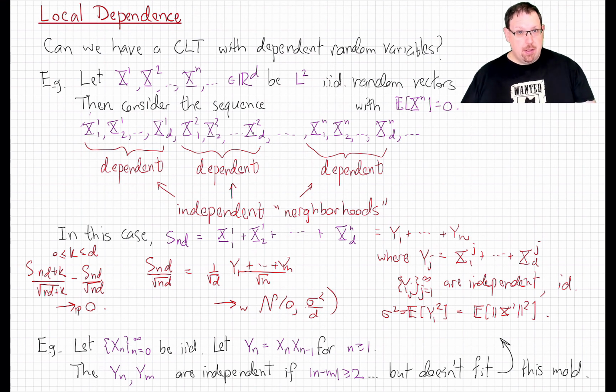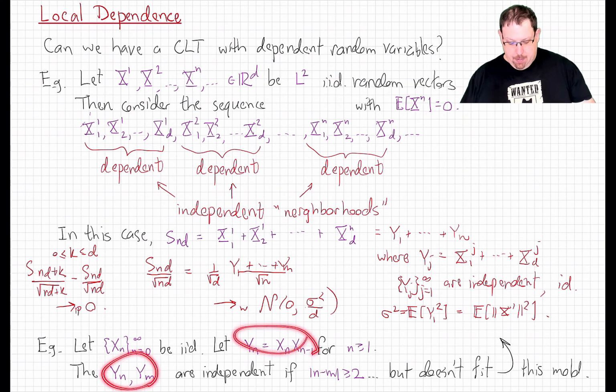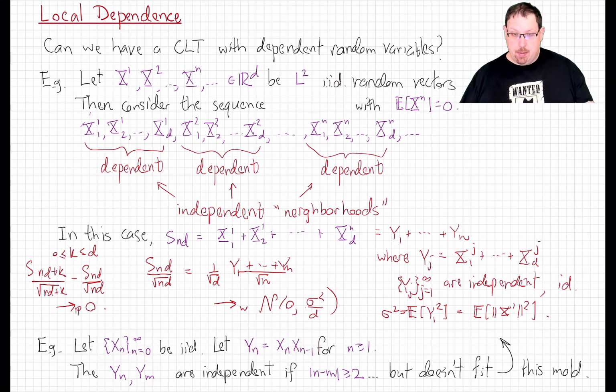Now we only have local dependencies. We see from here that yn and ym are independent so long as n and m are at least 2 units apart. However, each yn is dependent on both of its neighbors in the sequence, so the dependency neighborhoods always overlap, and an approach like this is just not going to work.